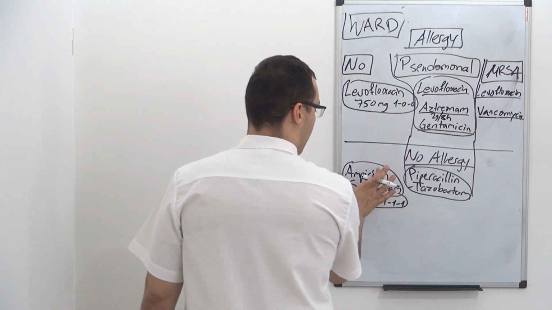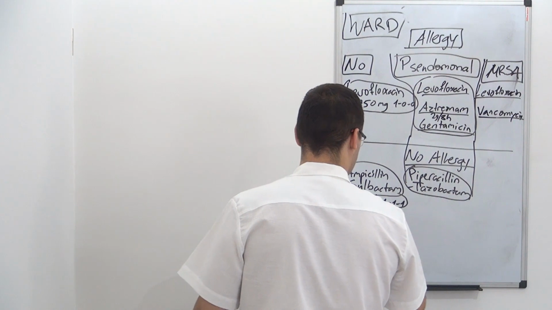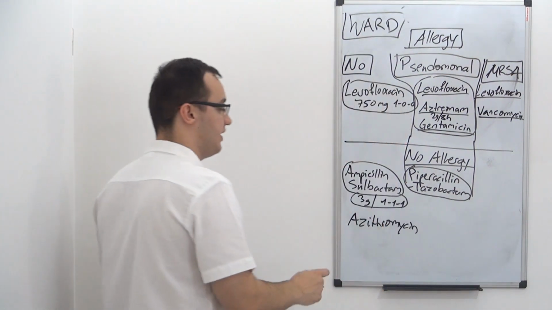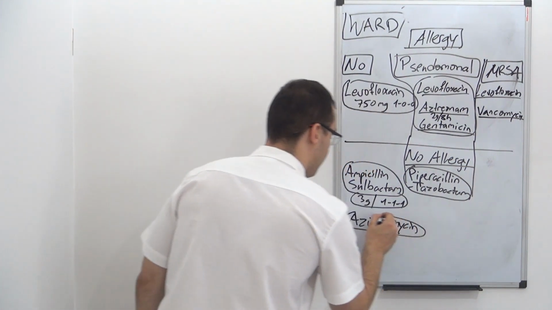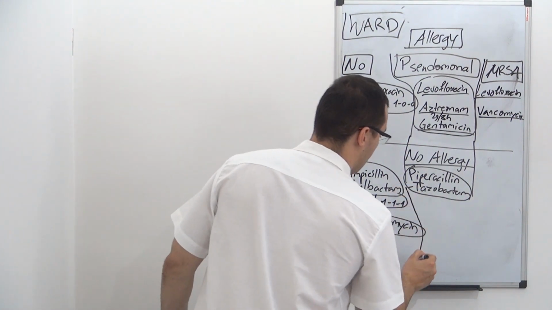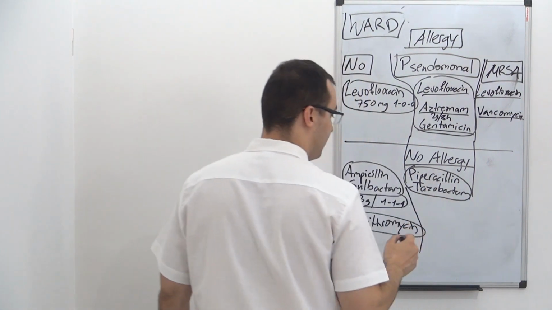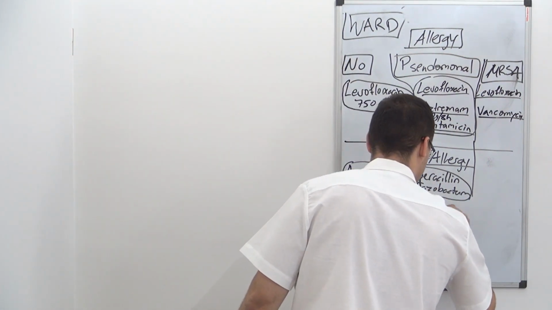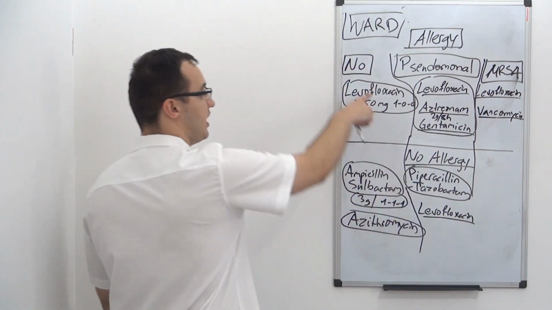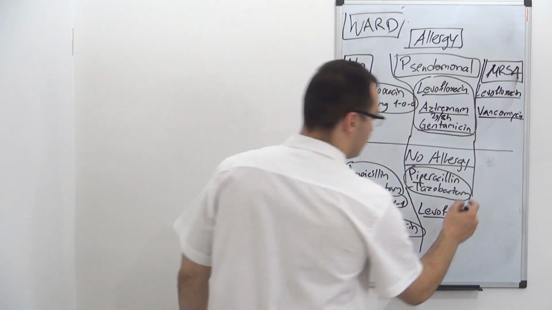And together with a beta-lactam, we need to add an azithromycin. This is a macrolide. This is a beta-lactam. For Pseudomonal, we don't add a macrolide. Instead, we add a fluoroquinolone. We add a levofloxacin. The same as we had here. Levofloxacin 750 milligram. One times daily.